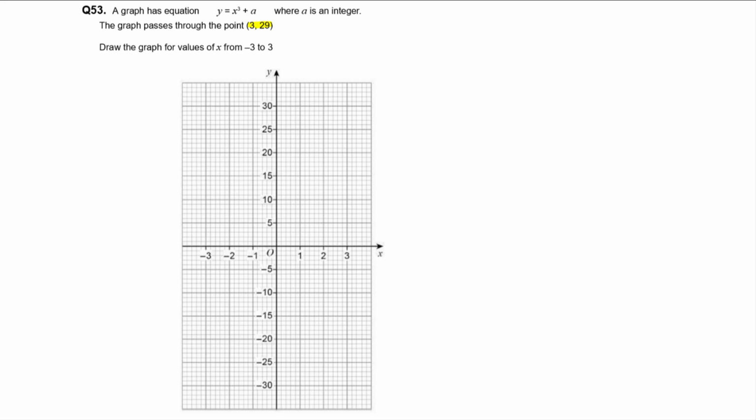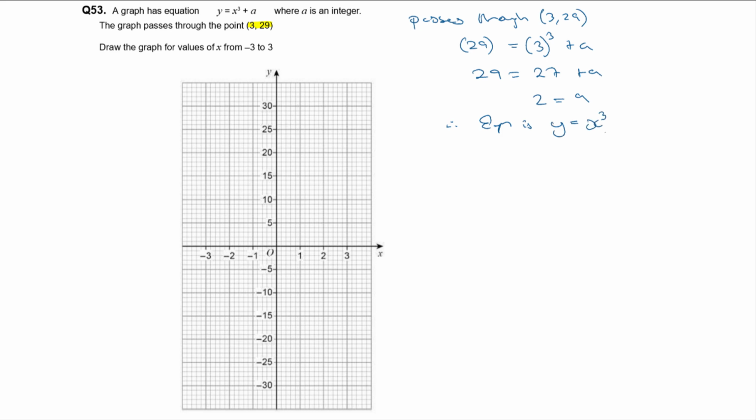So because I know the graph passes through that point, 3, 29, I can say that the y value, 29, is equal to the x value, 3 cubed plus a. Okay, so 3 cubed is 27, so 29 equals 27 plus a, so a must be equal to 2, and therefore the equation is y is equal to x cubed plus 2.